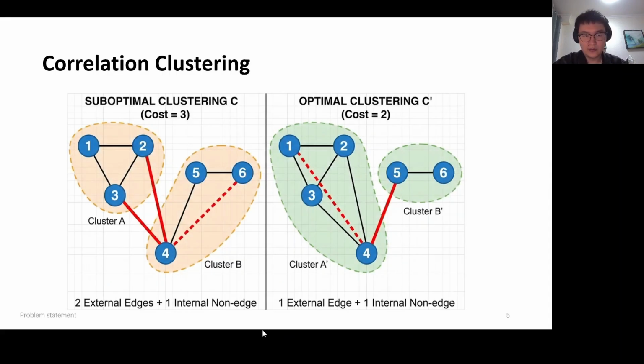So here is an example of correlation clustering. In this graph, lines represent edges and dashed lines represent non-edges. If we cluster 1, 2, 3 together and 4, 5, 6 together, the cost is 3 because there are 2 edges that bridge different clusters and one missing edge inside cluster B. But if we cluster 1, 2, 3, 4 together and 5, 6 together, there is only one missing edge inside cluster A and one edge between the two clusters.